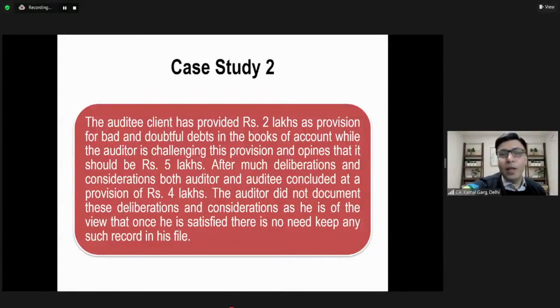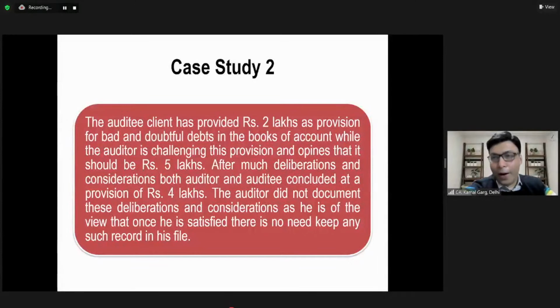Case study number two. The auditing client has provided rupees 2 lakhs as provision for bad and doubtful debts in the books of accounts, while the auditor is challenging this provision and opines that it should be rupees 5 lakhs. The client says in our view the provision should be rupees 2 lakhs. On the other hand, the auditor says in my view it should be rupees 5 lakhs. So both were discussing. What happened? After much deliberations and considerations, both auditor and auditee concluded at a provision of rupees 4 lakhs.